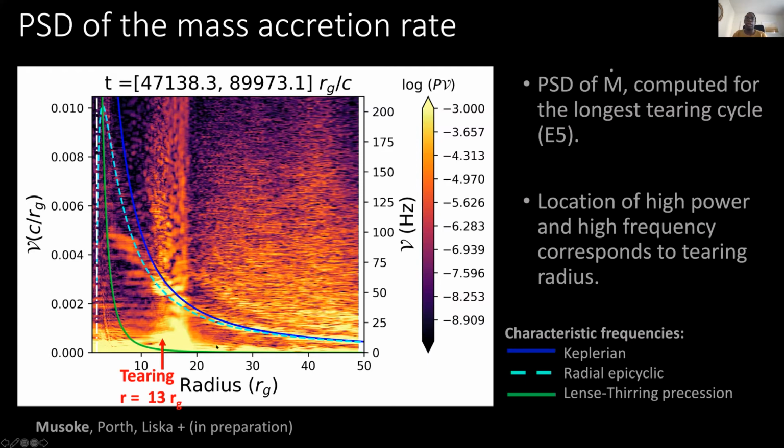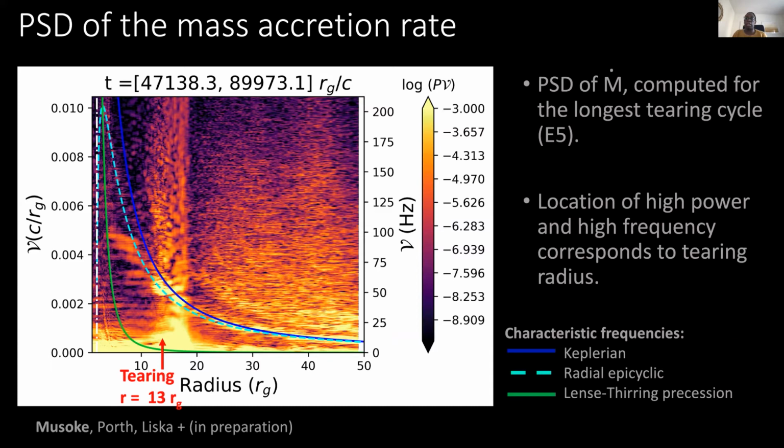On the bottom axis, we have the radius in units of Rg, and on the left we have frequency in c over Rg, and on the right we have frequency in Hertz computed for a 10 solar mass black hole. The color scale represents the log of spectral power density, where yellow corresponds to regions of high power and purple corresponds to regions of low power. The white dashed-dot line also shows the innermost stable circular orbit.